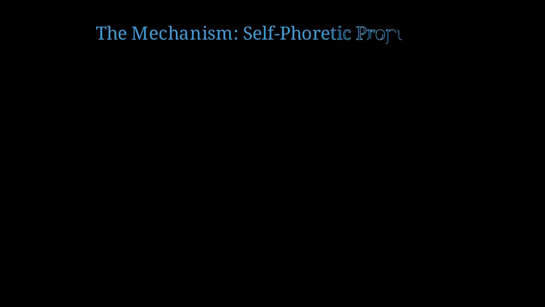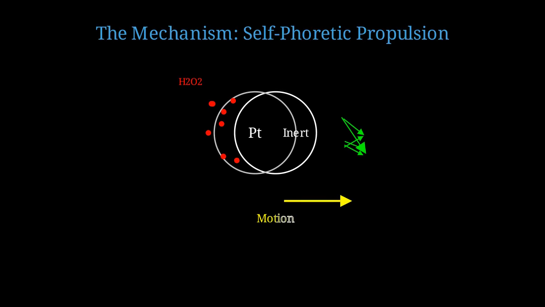Now let's understand the propulsion mechanism at the nanoscale. How does an asymmetric reaction create directed motion? Here we have a Janus particle, half platinum and half inert. The platinum side catalyzes hydrogen peroxide decomposition, creating a local concentration gradient of products. This gradient drives fluid flow and propels the particle forward.